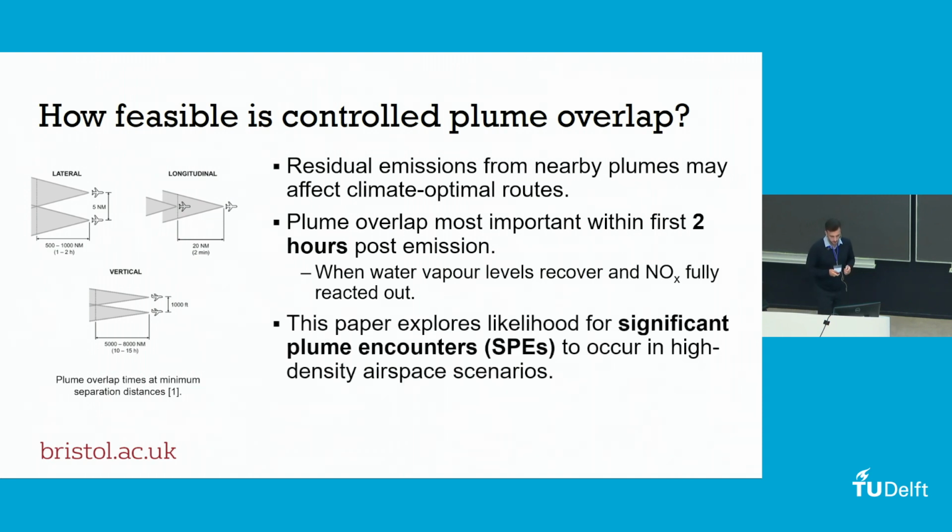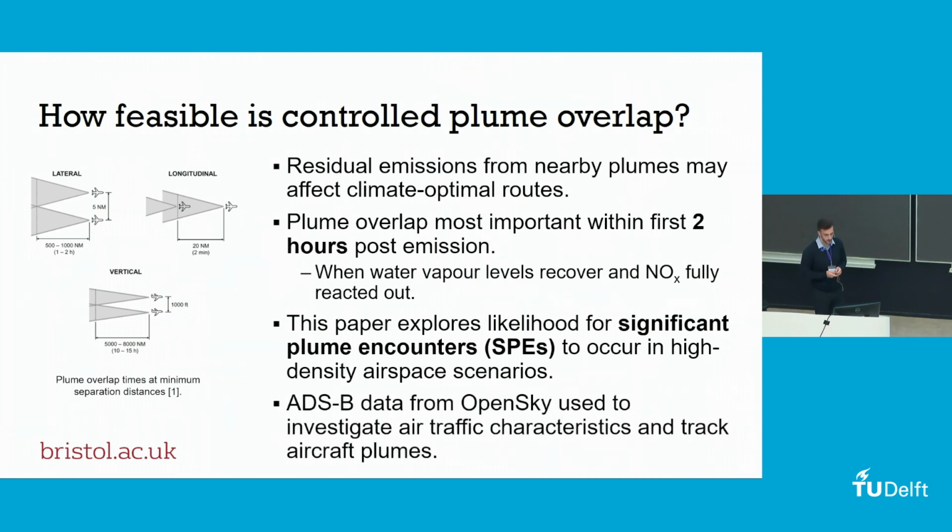So my paper goes into exploring the likelihood for significant plume encounters, or SPEs, and their likelihood to occur in high-density airspace scenarios. So of course, using ADS-B data from OpenSky, we looked into basically air traffic characteristics and how we could potentially track aircraft plumes to see if this happens already, like in current air traffic today.